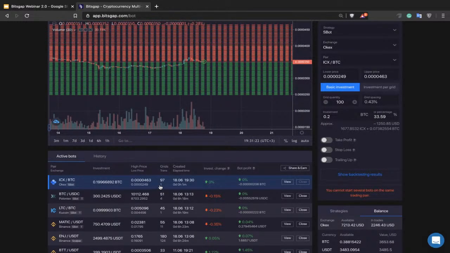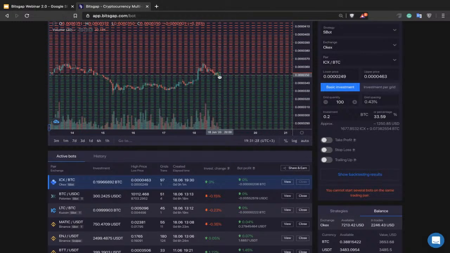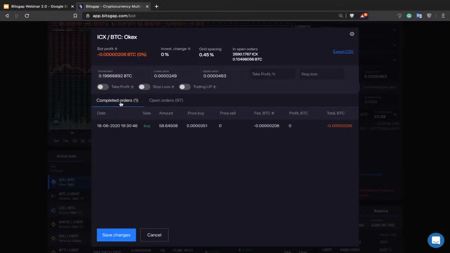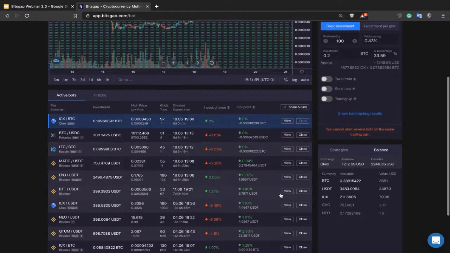So here we go, and we already have our first trade initiated, as you can see clearly on the chart right here. So that was the execution of our buy limit order, and we can check it once again if we click on view and have it in the completed orders here. So notice that we don't have any profits generated yet because we only initiated the first buy limit order and we paid the fee. So that's why our current profit is negative, because we've just paid the fee.